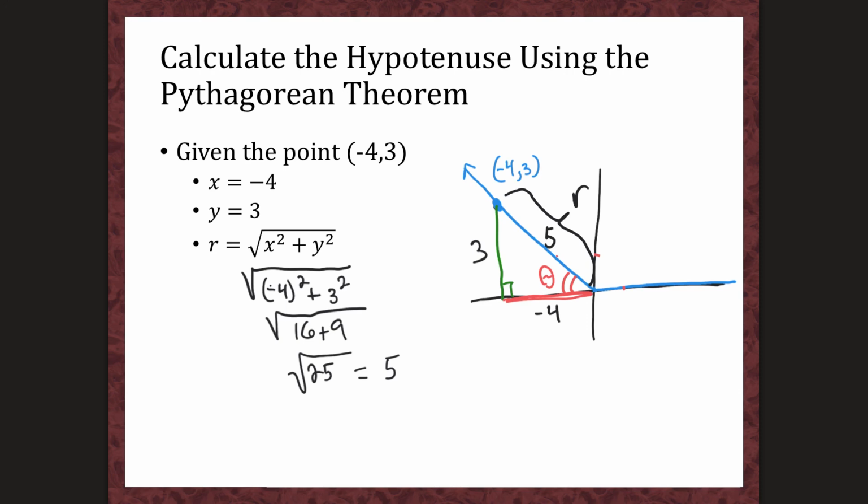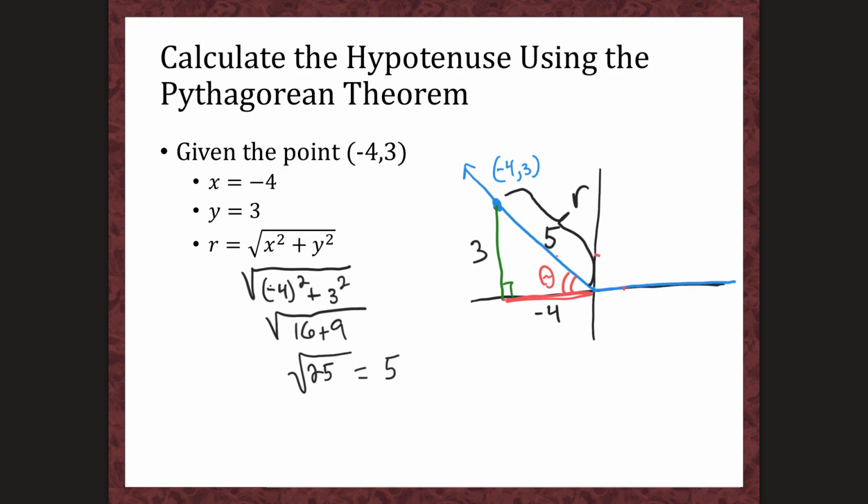Now this r value will always be positive. Even if the individual numbers are negative, we're going to end up squaring them, and then the negatives will go away. So our r will always be positive. But we do have a negative value for x, so some of our solutions, our fractions, will be negative.